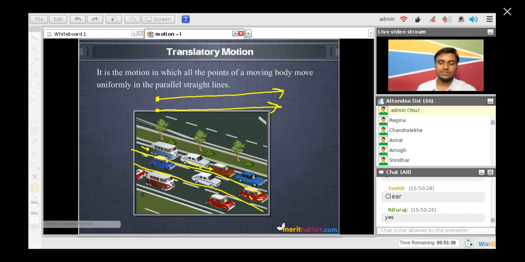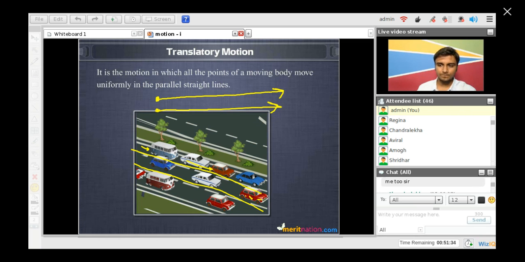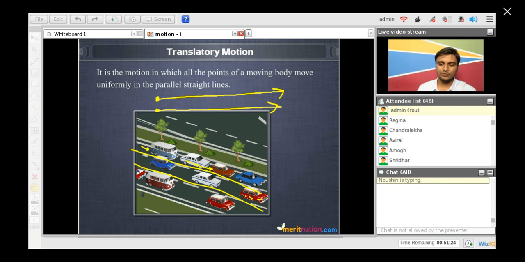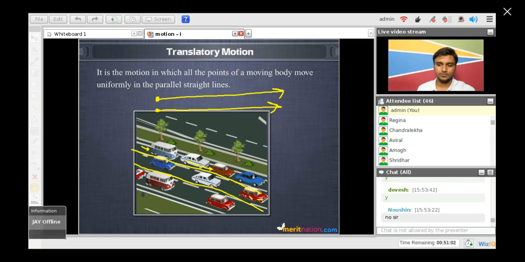Is translatory motion clear to every one of you? It is basically a straight line. If the body is moving in a straight line, then it is translatory motion. If you see overall, light moves in a straight line. If you don't get into the details of the electromagnetic wave nature of light, it moves in a straight line only. We say that light always moves in a straight line.